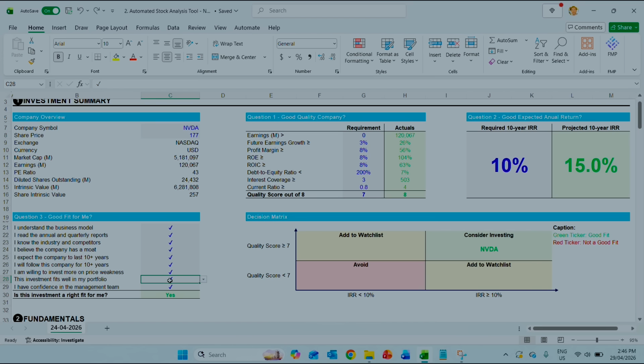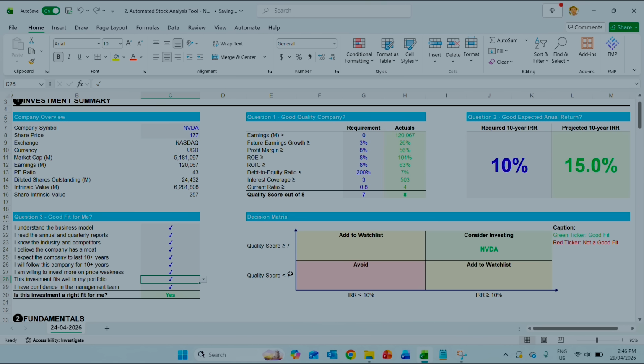So let's say, for example, that for the statement "this investment fits well in my portfolio," the answer is no, because you already have many companies in the same industry, in the same country, so you don't want to be heavily concentrated. So it's not a good fit for your portfolio. Then the answer becomes no, and Nvidia becomes red here.